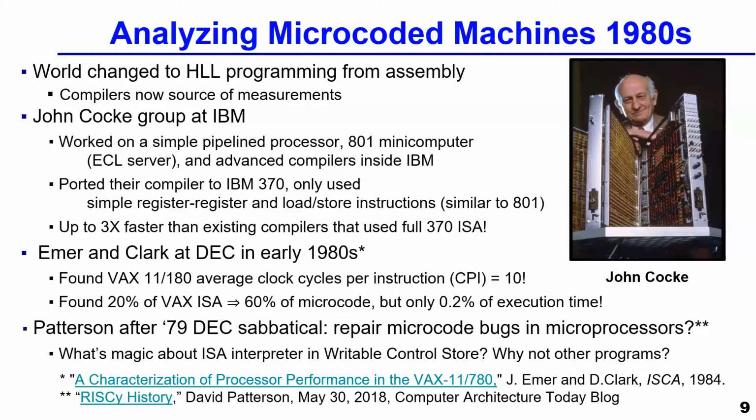So then some people at DEC did a study looking at the microcode there, the VAX architecture that I mentioned earlier, and they found that the flagship, the first one, averaged 10 clock cycles per instruction. So it took 10 micro-instructions to execute an instruction on average. And that was a much bigger number than they thought. They also found that 20% of the instructions used 60% of the microcode, and it was almost never used. So that kind of calls that into question.